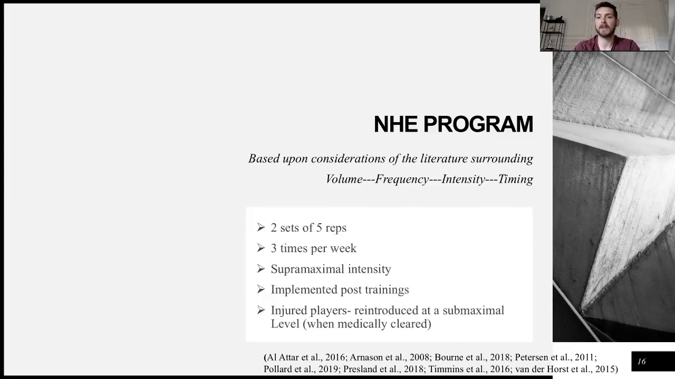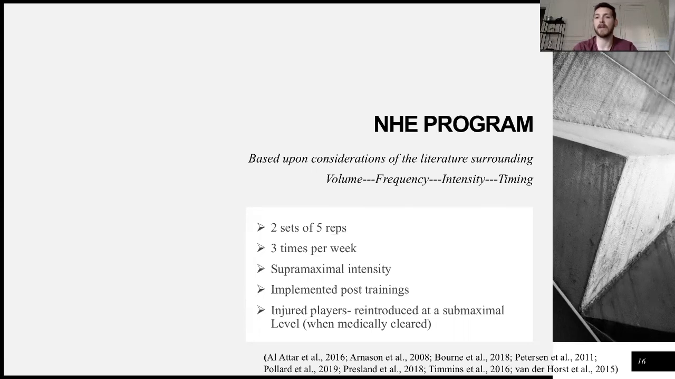of the Nordic hamstring exercise, which would be partner assisted, 3 times a week at a super maximal intensity, meaning if our athletes can control themselves right down, touching the ground and almost coming back up, we would be increasing the load at 2.5 kilo increments on their body. And these would be implemented post-training so that it is part of our warm down and stretching routine.